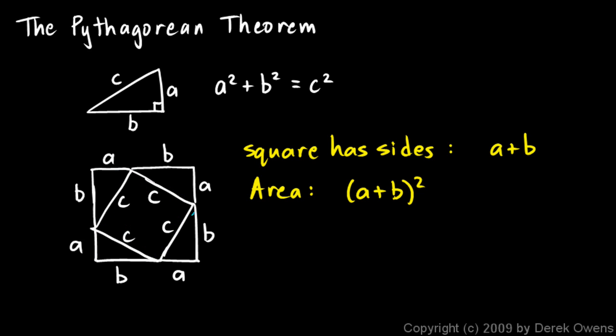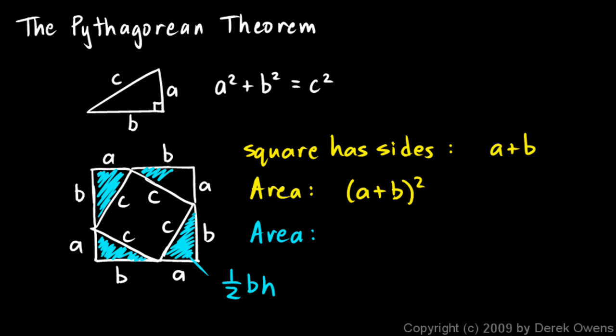So let's think about one of these little triangles down here. The area of a triangle, remember, is 1/2 base times height. But instead of base and height right here, we have this. We have A for the base and B for the height. So the area of one of those little triangles is 1/2 AB. So the area of the whole square has to be 4 of those little triangles right there.